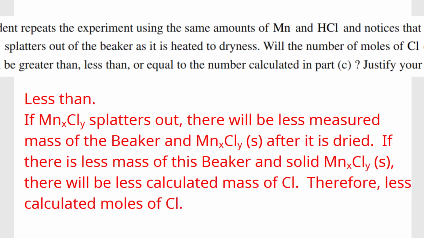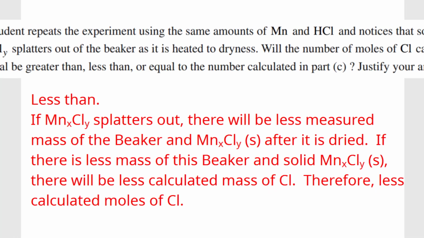If the MnCl2 splatters out, there's going to be less measured mass of the beaker and the MnCl2 after it's dried, obviously. There's some of it splattered out. So if there's less mass of this beaker and solid, there's going to be less calculated mass of just the chloride. Therefore, there's going to be less calculated moles of the chloride. It's just a logical conclusion to what happened in this experiment.